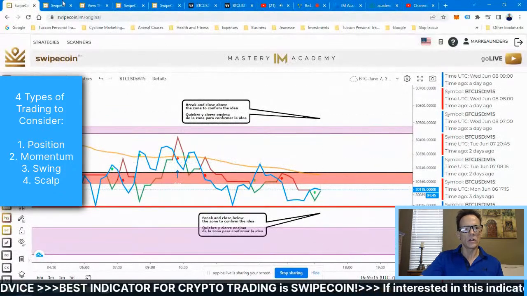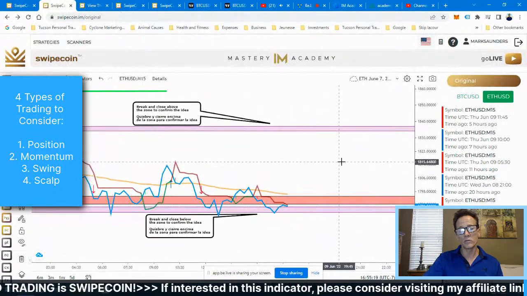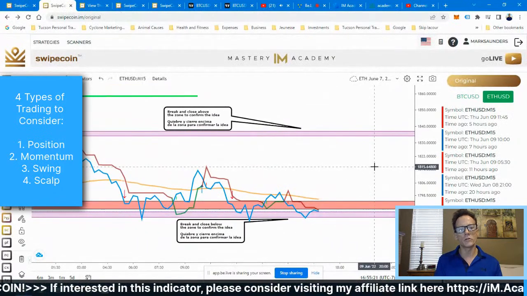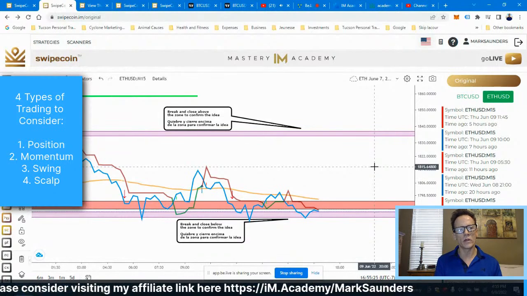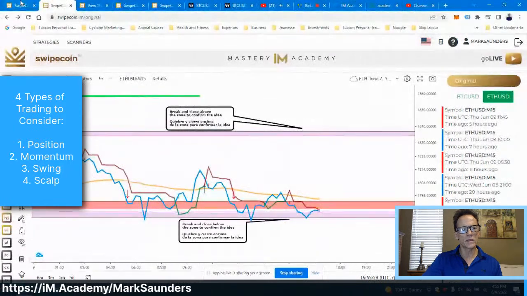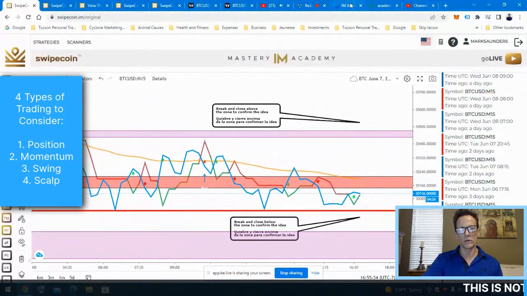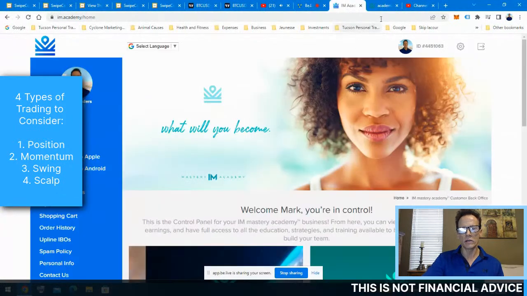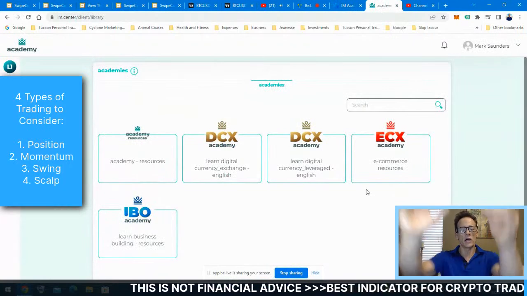I've also been following Ethereum. Those are the top two that I'm currently learning to scalp trade as a beginner. They're the two I'm comfortable with, and it's set up perfectly for Bitcoin and Ethereum. So that's the Ethereum, and that's the Bitcoin.